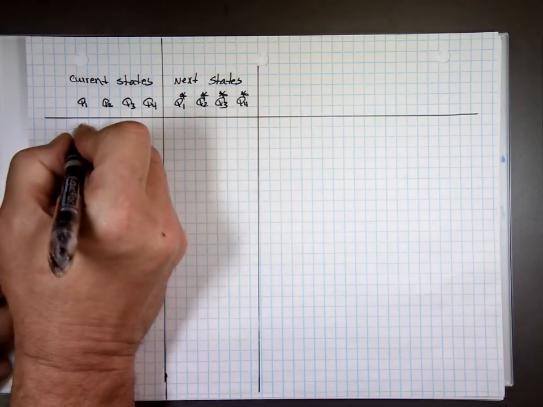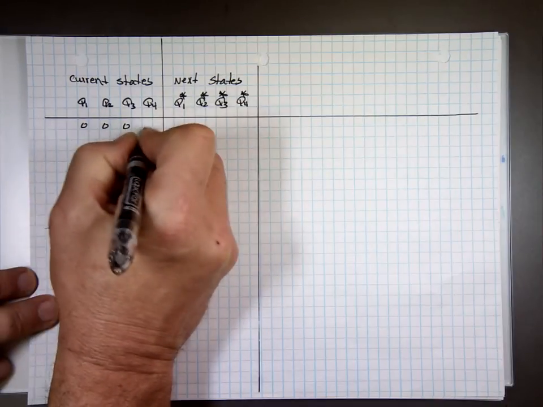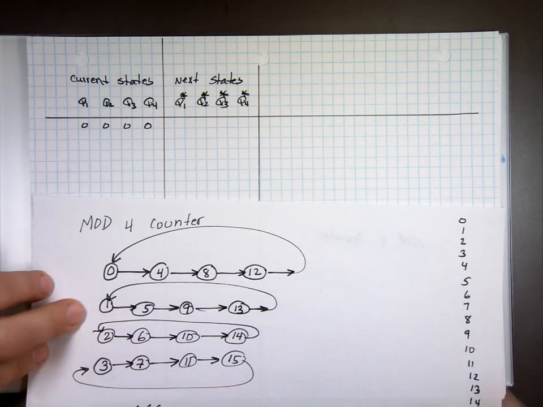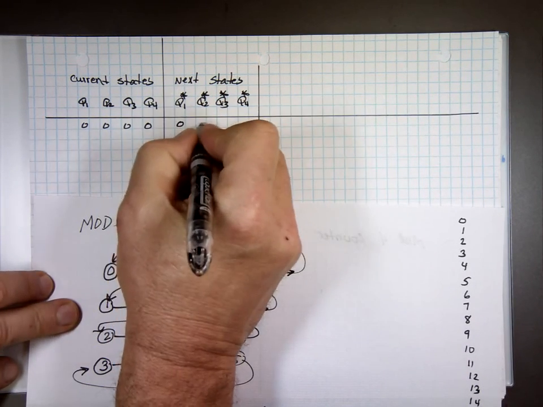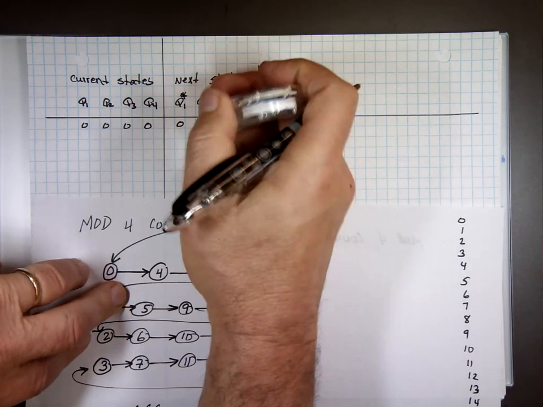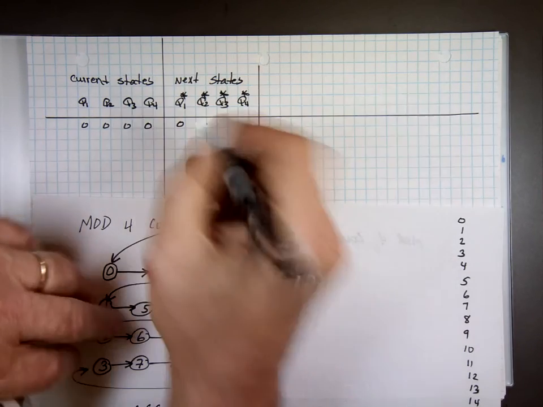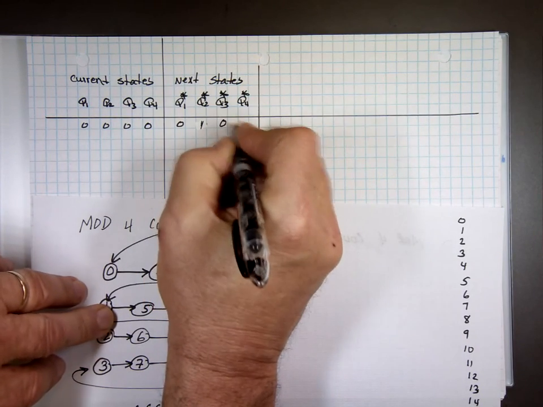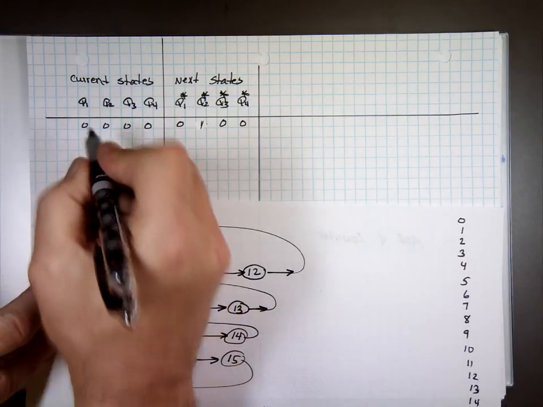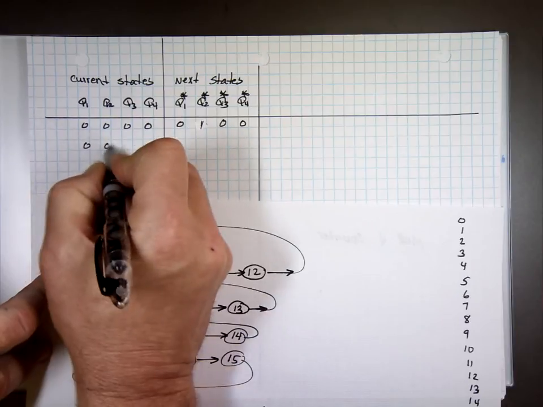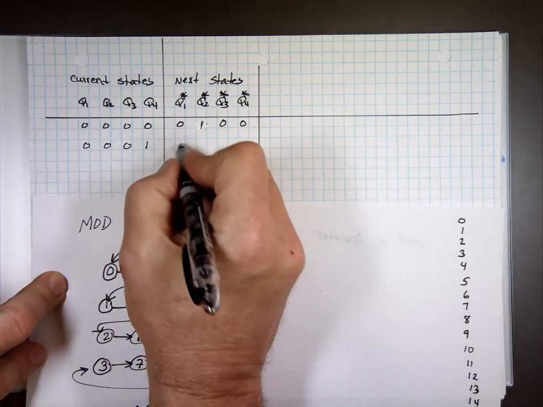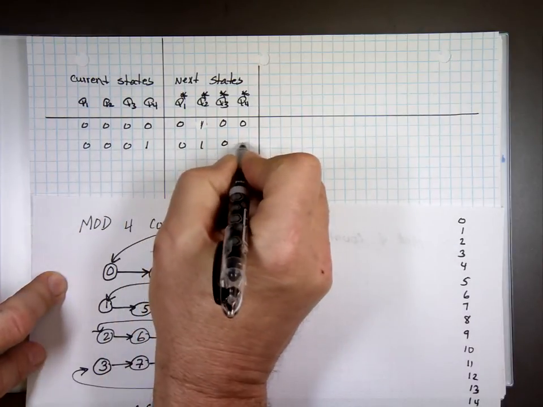If you are in state 0, 0, 0, 0 and the clock comes in, according to this one, where do you want to go? State 4: 0, 1, 0, 0. That's what 4 is, right? 0, 1, 0, 0 is 4. If you are in state 1, 0, 0, 0, 1 and the clock comes in, where do you want to go? 5: 0, 1, 0, 1.